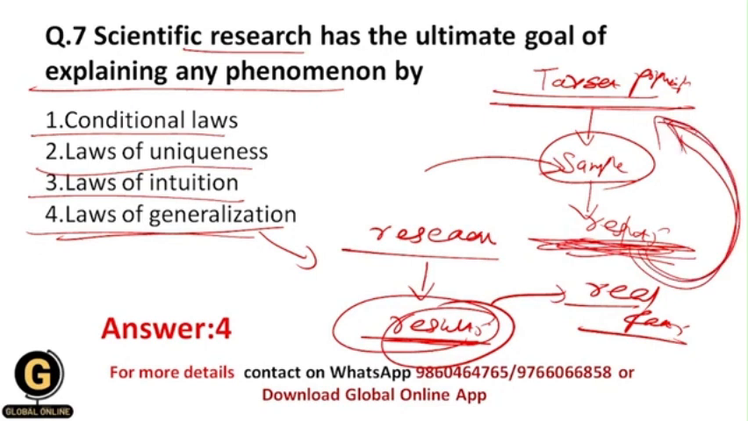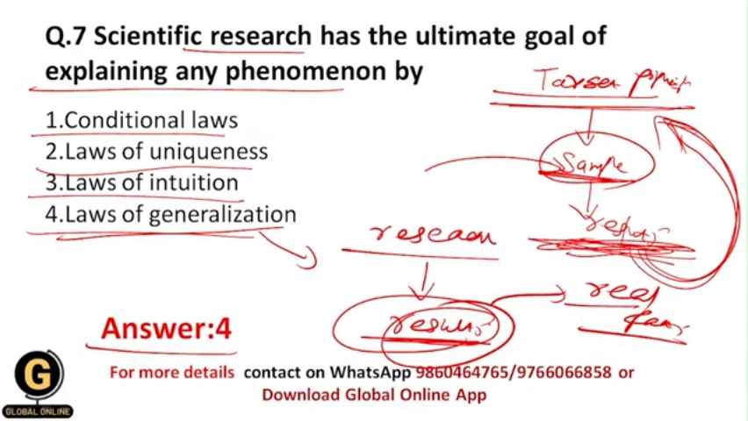All of you getting? Because the samples are taken from this target population only. So this is nothing but the law of generalization. If you don't do the generalization, then how can you interpret your results according to your aims? It won't be possible. All of you getting? And that's why the correct answer over here is 4. So remember from this time that scientific research has the ultimate goal of explaining any kind of phenomenon by the laws of generalization.